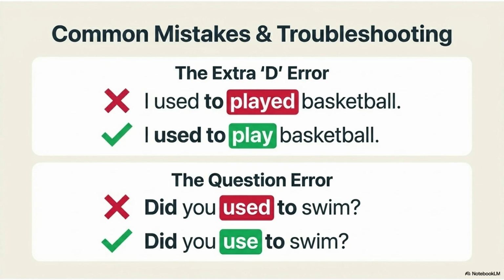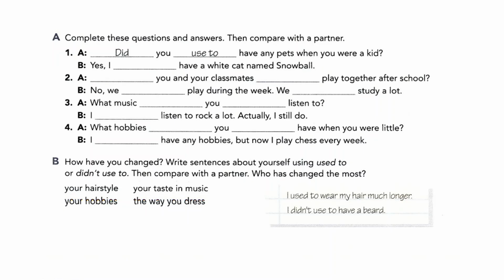Common mistakes and troubleshooting. The error, I just mentioned this: "I used to played it." This is incorrect because after "to," we use the base form of the verb. That's it. Okay? And the same thing here. Don't forget that, because this is a common mistake with beginners. That's it.